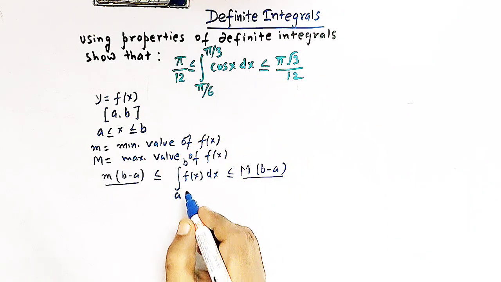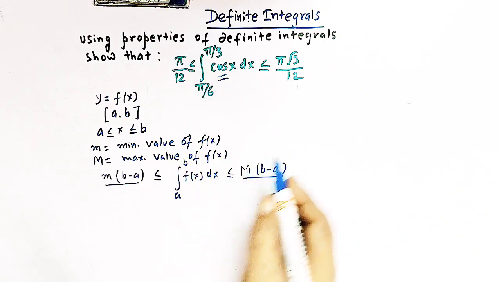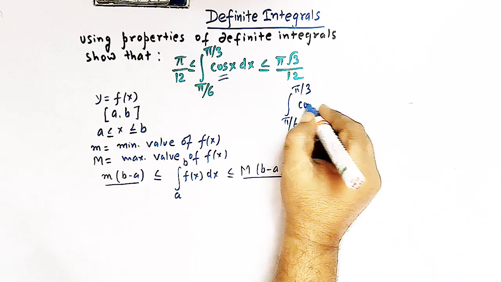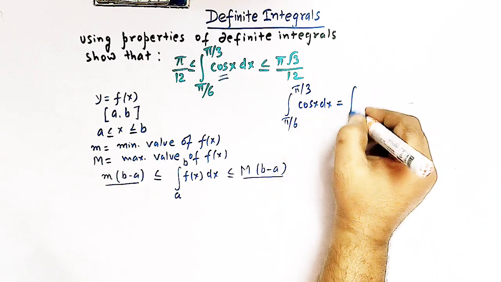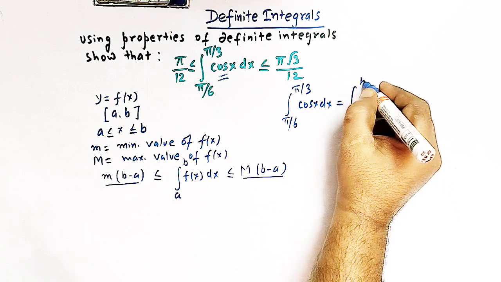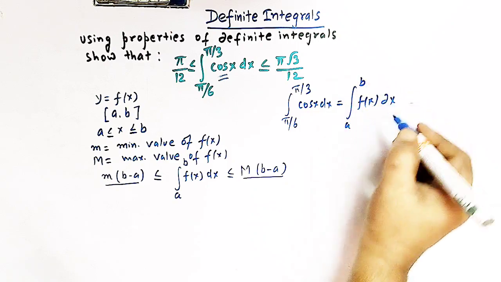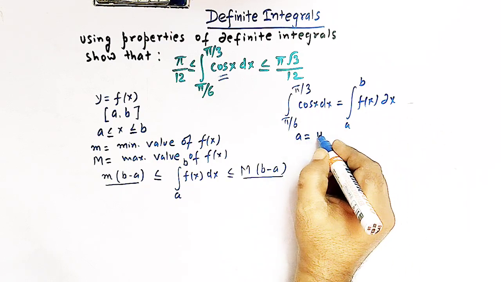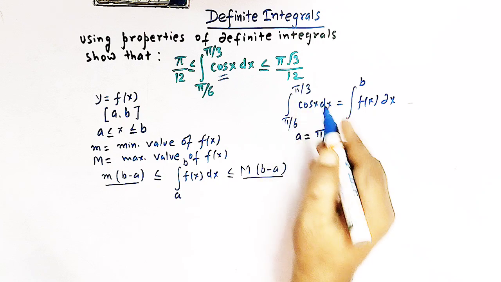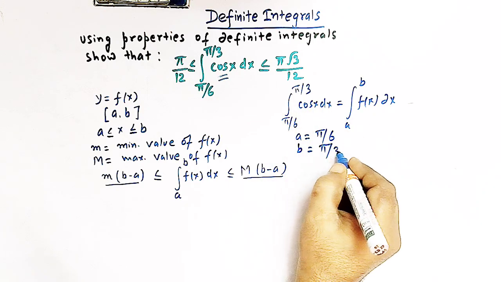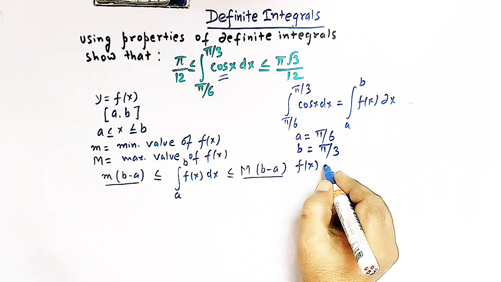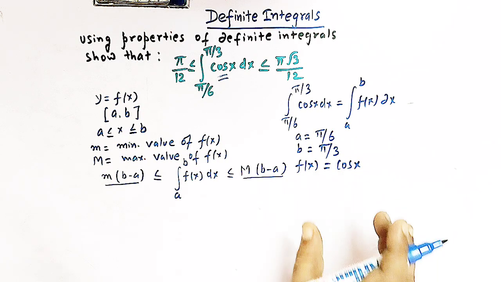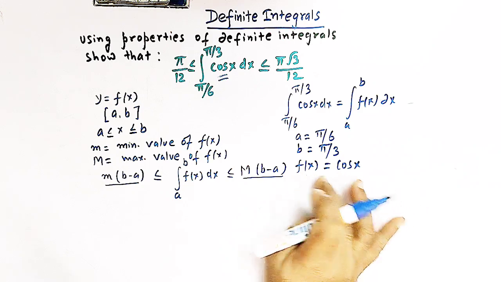So let us compare this integral, that is the integral from pi by 6 to pi by 3 of cos x dx, with the integral from a to b of f of x dx, right? If we compare both the sides, we can easily get a is equal to pi by 6 and b is equal to pi by 3, and our function f of x is cosine x, right? Okay, now let us first see the nature of this function cosine x.